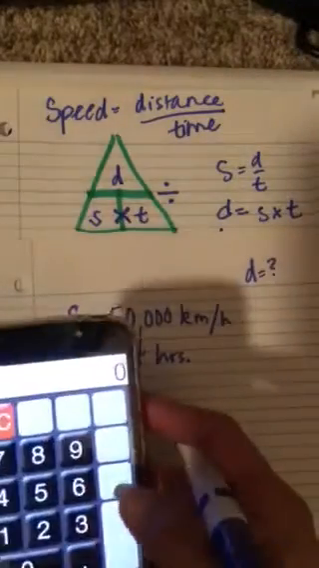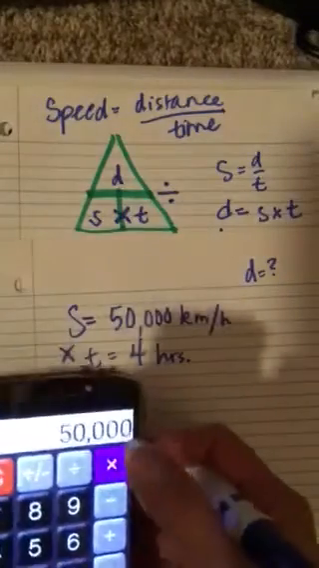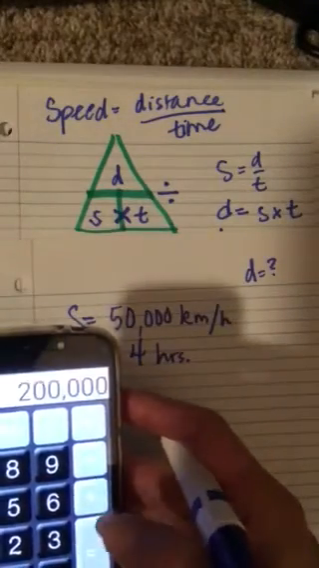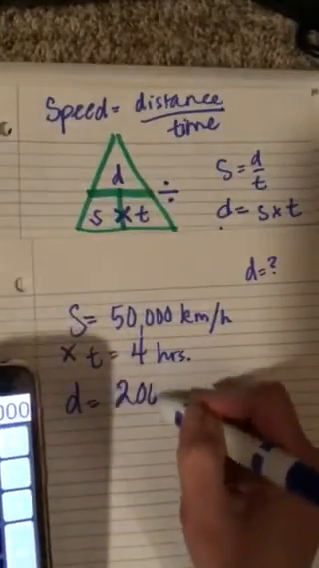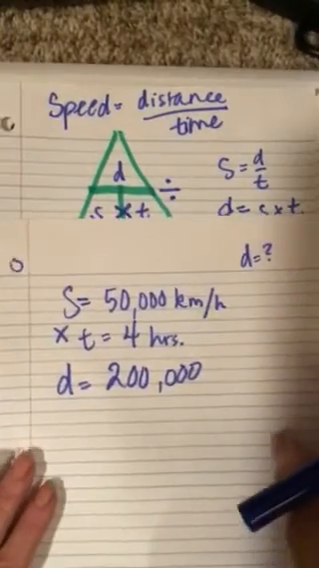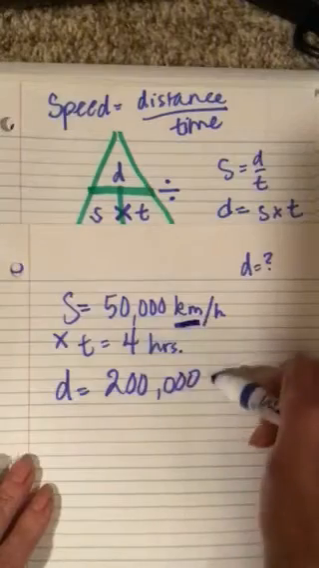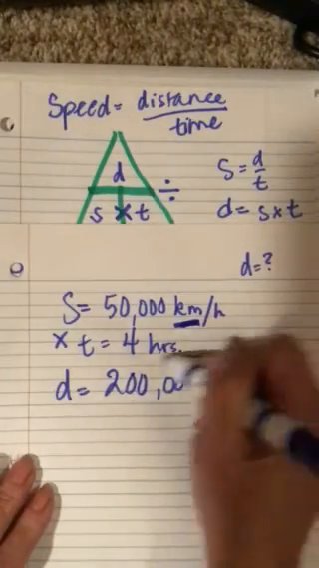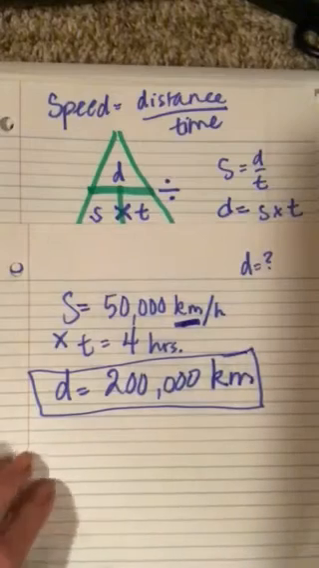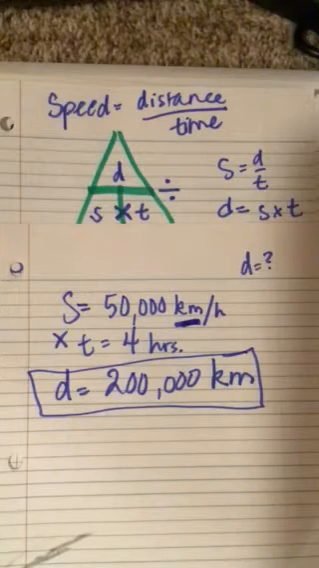So we have 50,000 times 4 equals 200,000. And what was the distance unit in our speed? It was kilometers. So this has to be in kilometers. So our answer for distance is 200,000 kilometers. Now let's see if we can do one that has time.